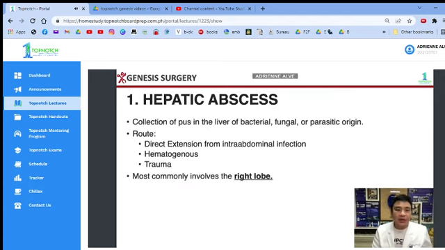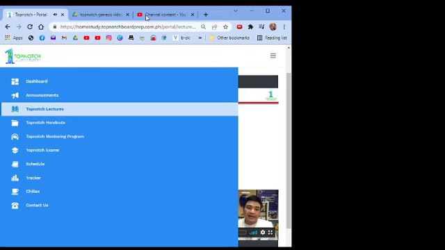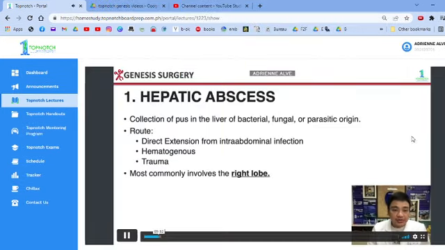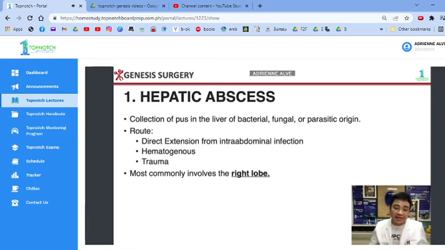So simply put, abscess is a collection of pus. It could be bacterial, fungal, or parasitic in origin. So how would your liver gain or magkakaroon ng abscess? It could be of three mechanisms. First would be a direct extension from an intra-abdominal infection. Diba? It's one big cavity. So the infection can come from spillage from your GI tract. Diba? It could come from the venous circulation, from an infection elsewhere.